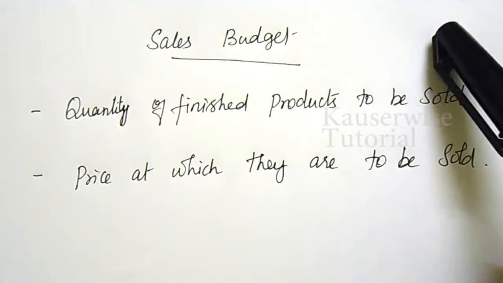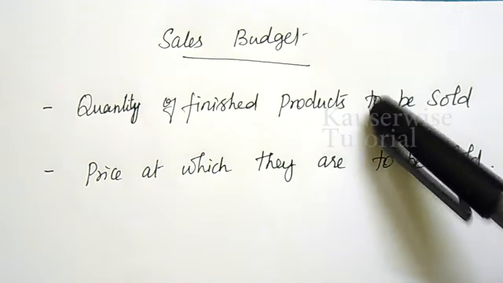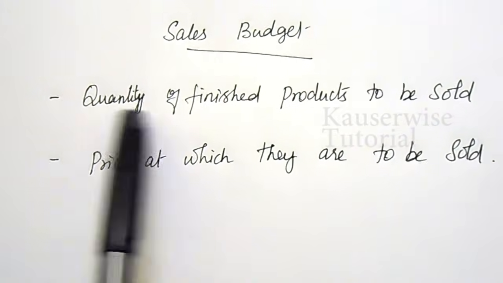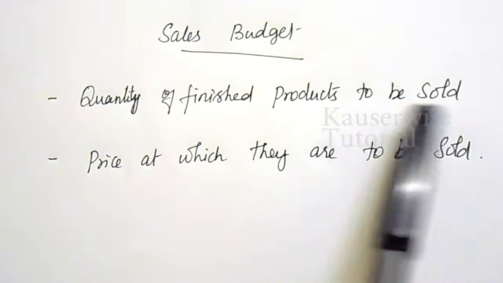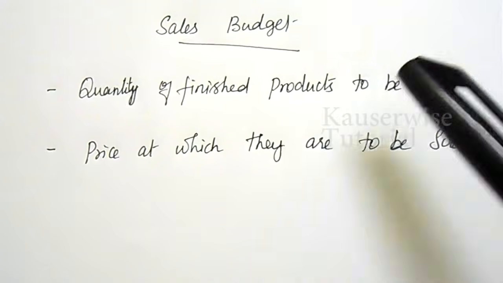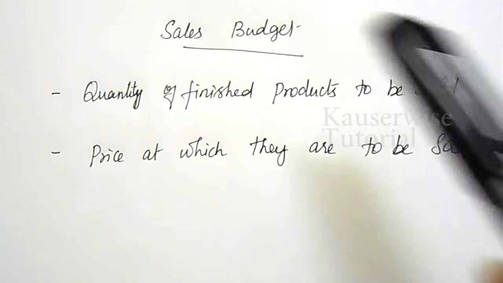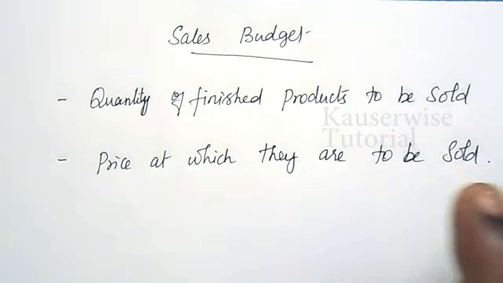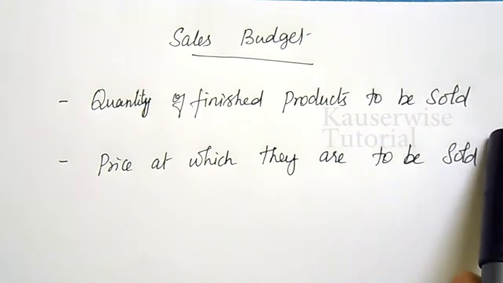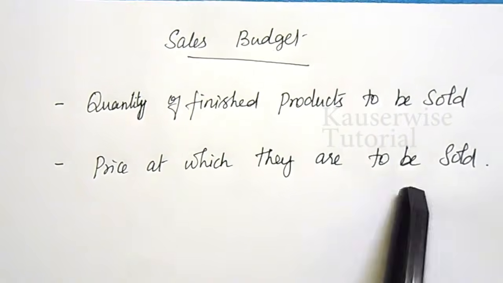See, the sales budget will show two important things. These are the two important elements in the sales budget. The first one is the quantity of finished products to be sold, and the second one is the price at which they are to be sold. So the sales budget is prepared to find out the quantity of finished products to be sold and the price at which they are to be sold.